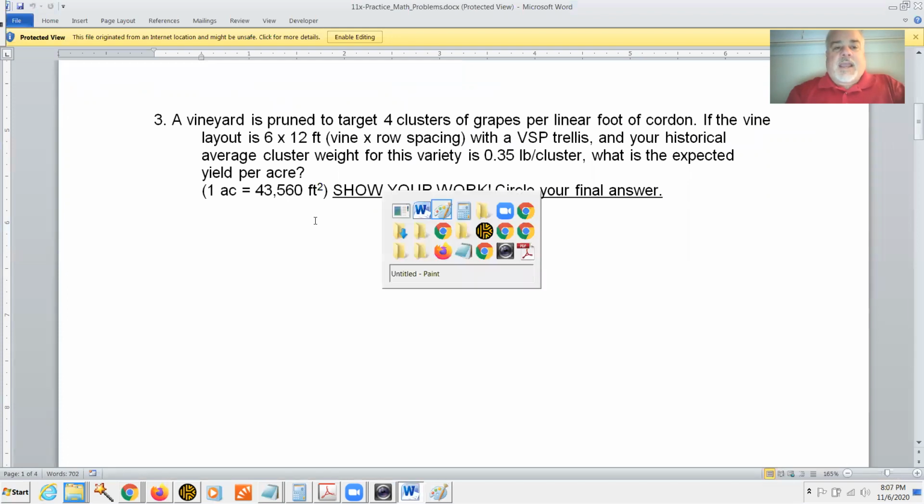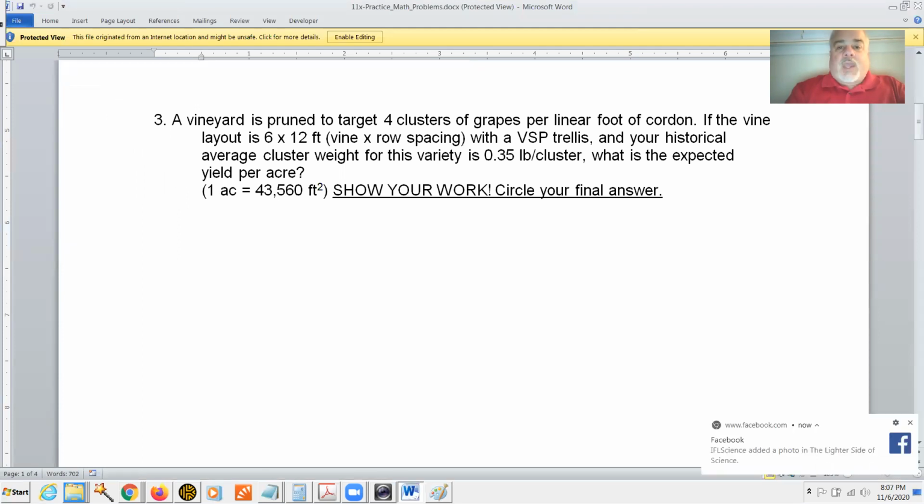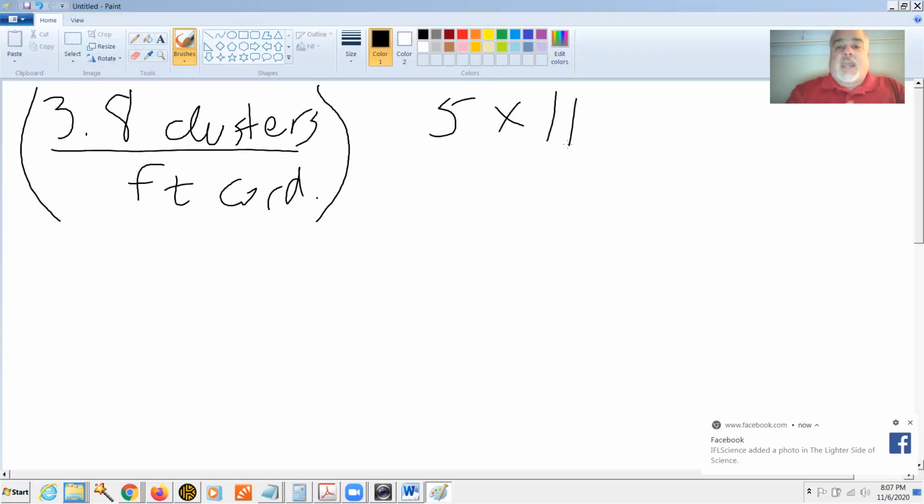And the vine layout, I'll just say my vine layout is 5 by 11 feet. And VSP trellis, that's single. And my cluster weight is, I'll call it a biggie, 0.42 pounds per cluster.